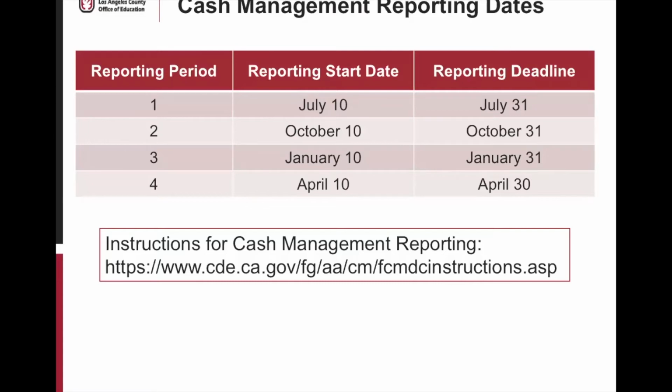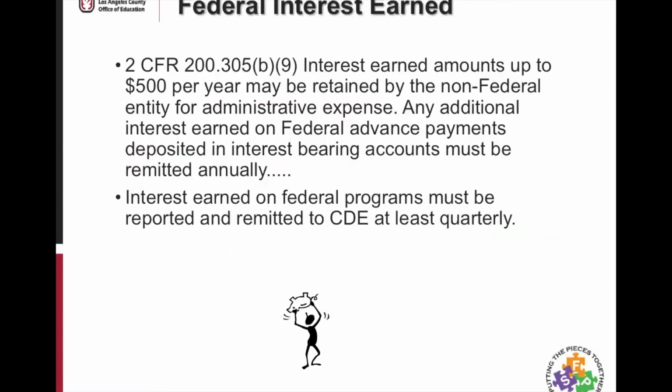All right, the next reporting is connected to federal cash management, and that's your federal interest earned reporting. This is required, again, under those CFR Part 200 numbers, the Uniform Grants Guidance in the Code of Federal Regulations. Interest earned up to $500 a year can be retained by the non-federal entity, that's you. Whenever you see non-federal entity, that is either you or the CDE.